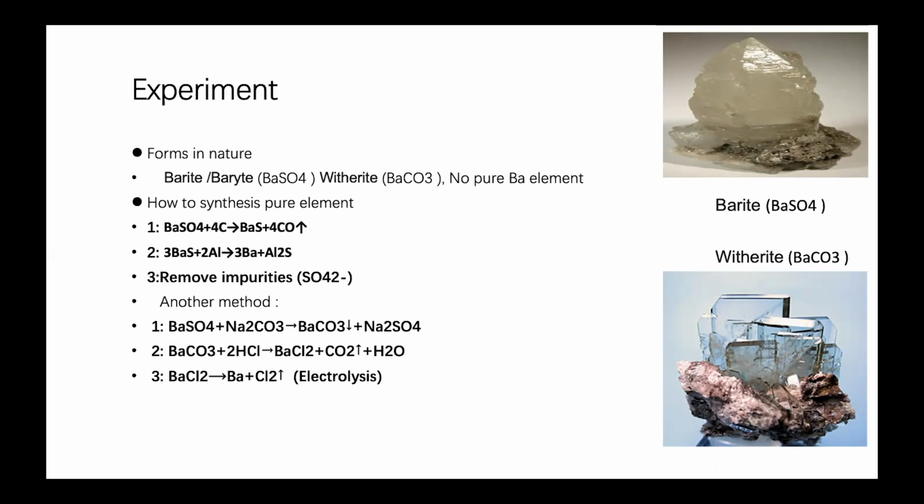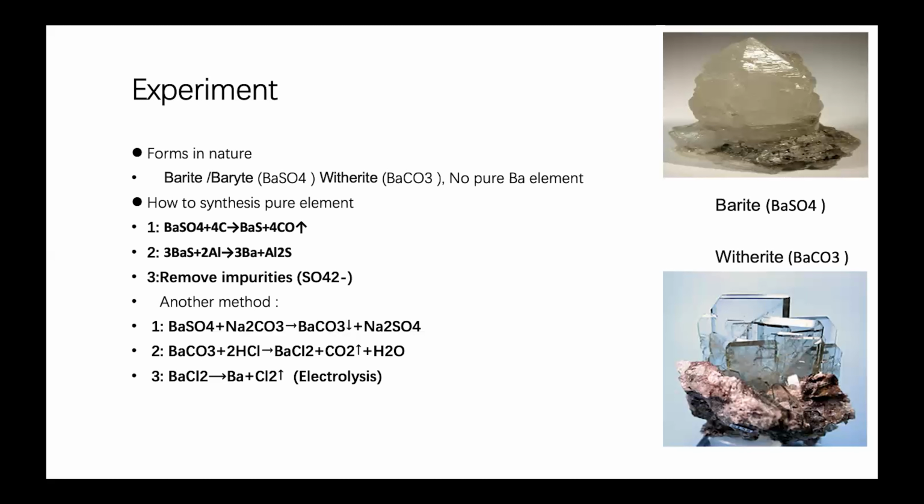There are two types of mineral ore which contain barium in nature. The first is called barite, which is barium sulfate, and the other is witherite, which is barium carbonate. There are two ways to synthesize the pure element. The first is to use barium sulfate, which reacts with carbon to produce barium sulfide, and barium sulfide reacts with aluminum to produce barium. But in this way we need to remove some impurities in the end.